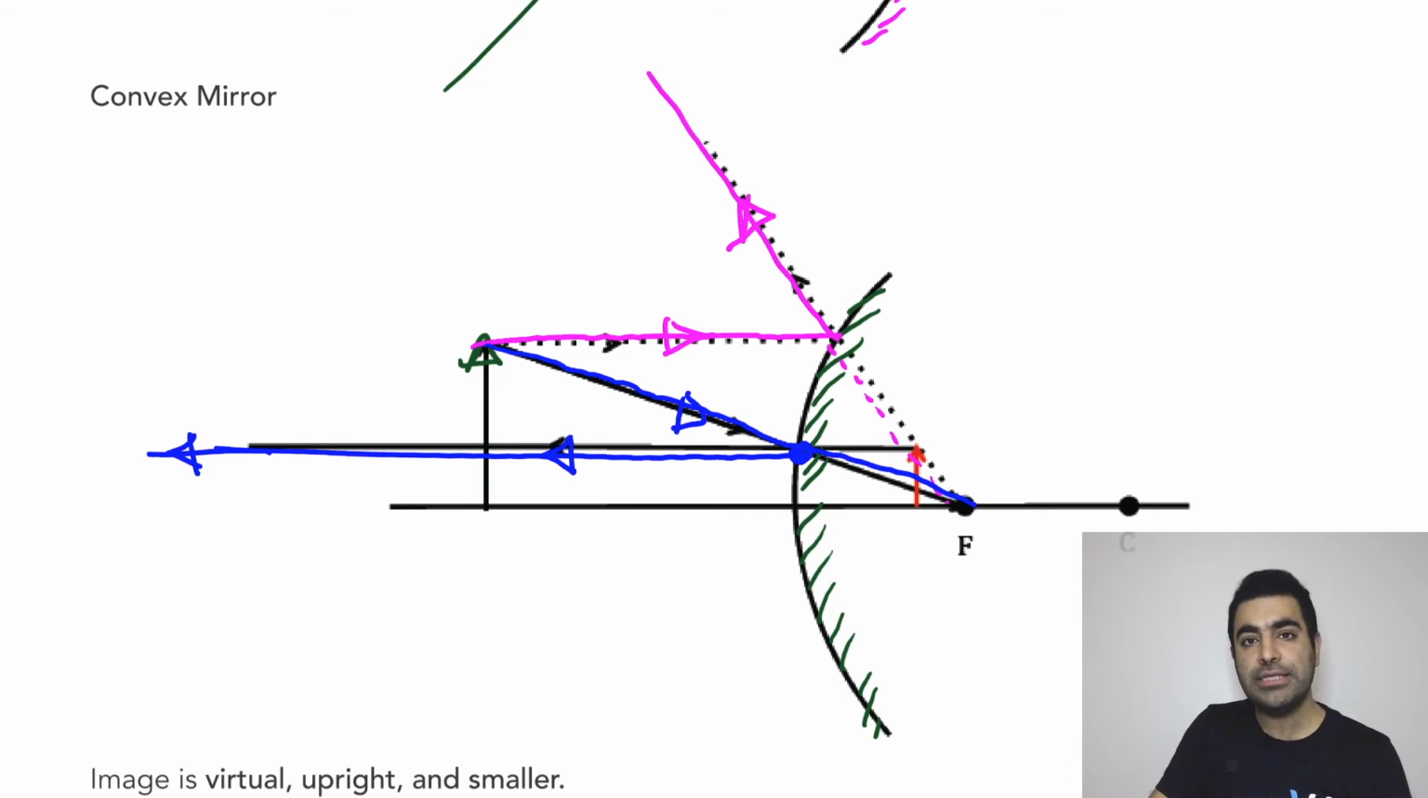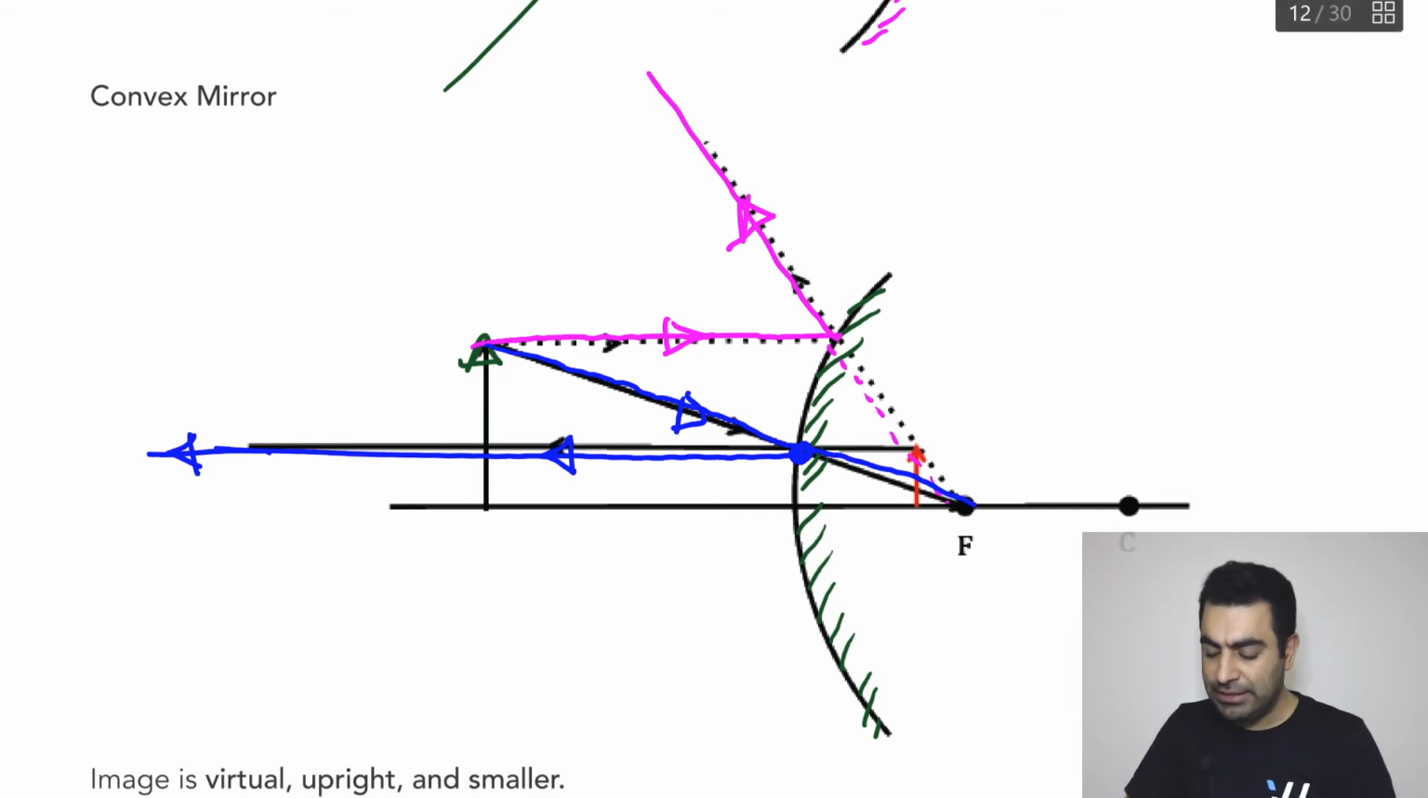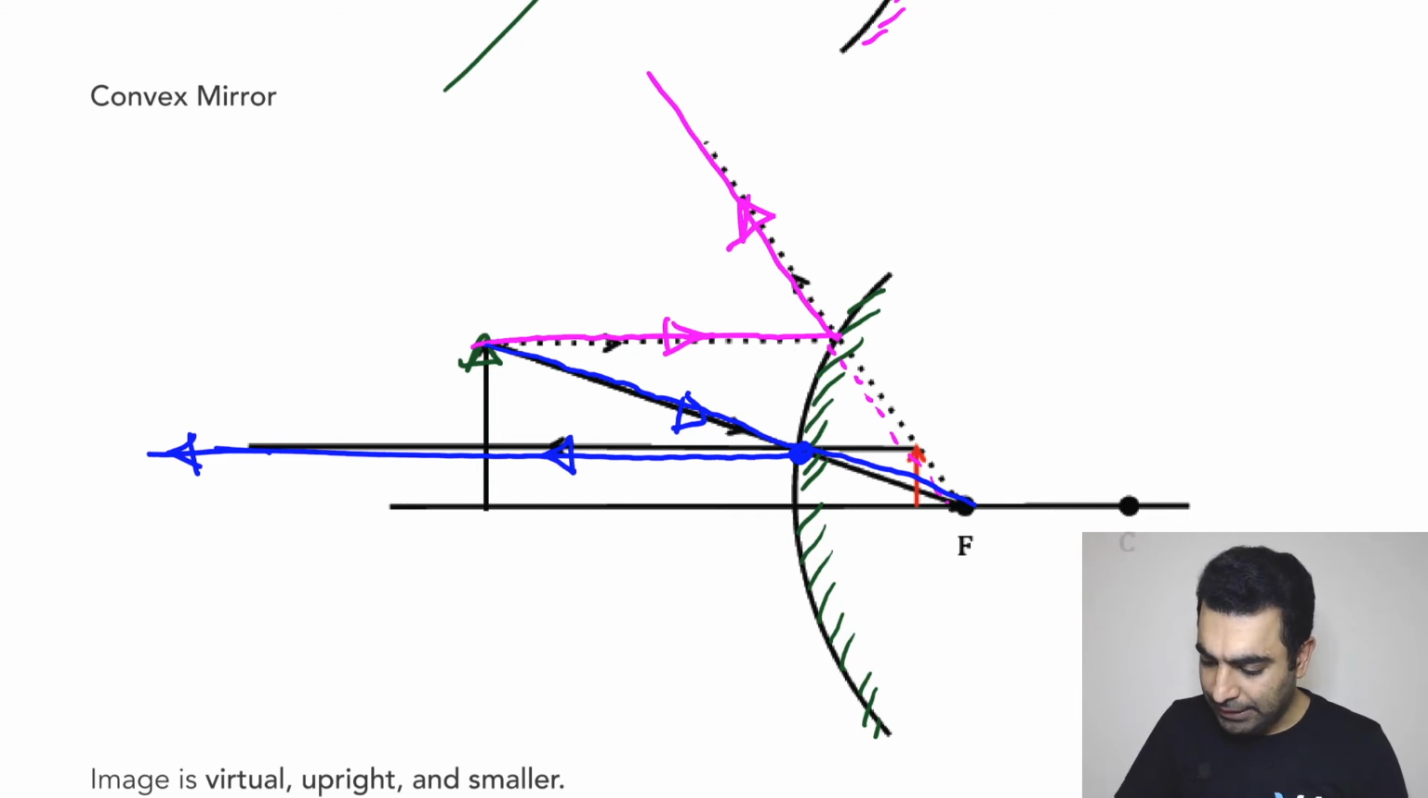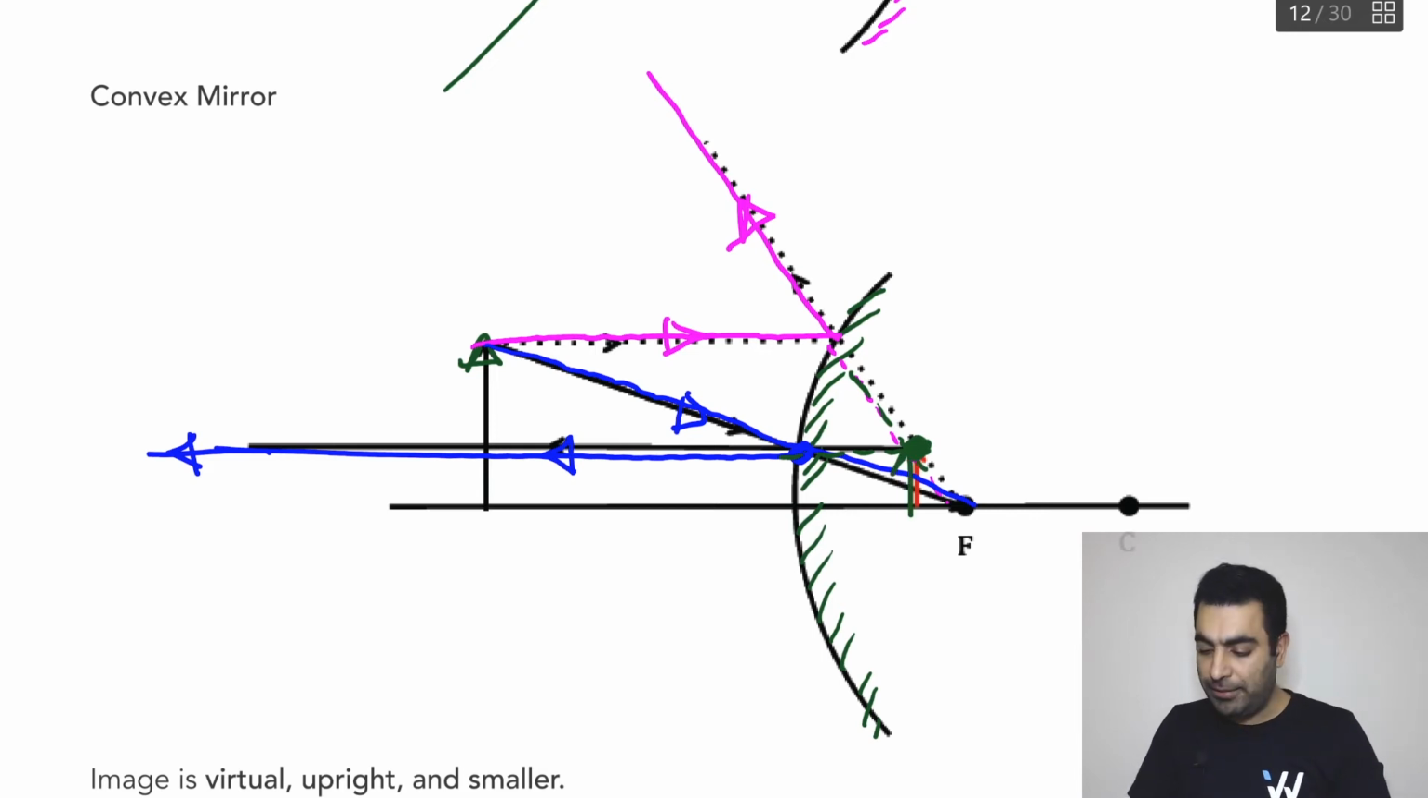That's why we cannot look at the intersection of them on the left hand side of the mirror. As a result, we have to trace back these rays and look at the intersection of them behind the mirror on the right hand side. If I look at the intersection of them behind the mirror, they're going to intersect each other at this point, and this is the shape of the object formed here. Sorry, the image formed here.